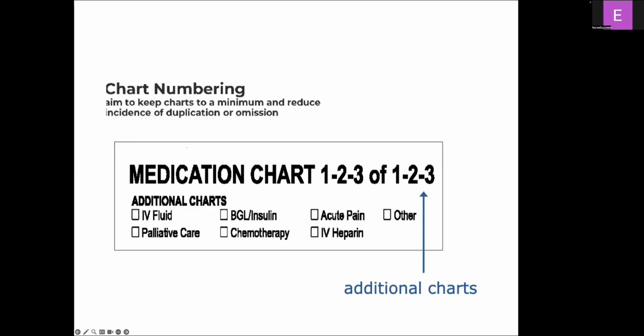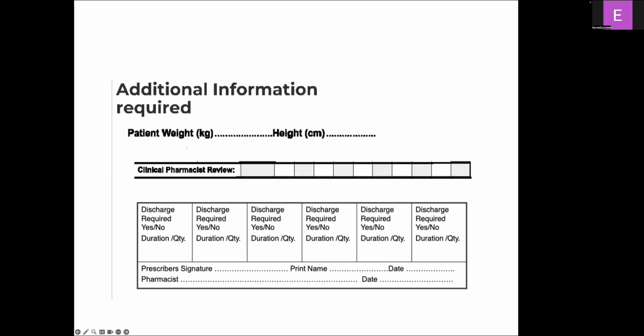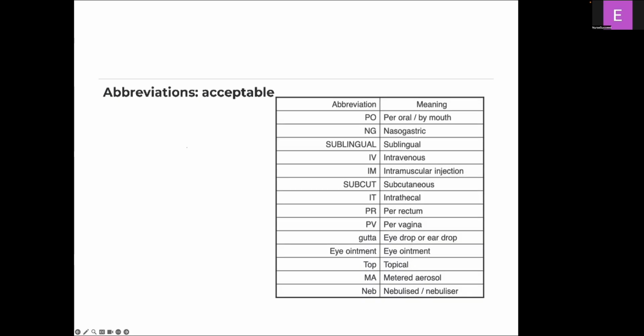So the next one is about the patient's weight and height. Okay, so you have to have a quick look here, particularly for the kids, because when we calculate the kids' medication dosage, we go by weight particularly. Abbreviations. So these are the abbreviations commonly seen and acceptable in your medication chart.